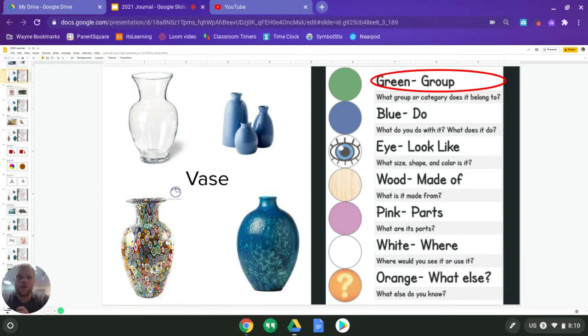So, Friday's journal is about a vase. Today's journal is for our white group. So, if you are in the white group, you are in the right spot. Let's go ahead and get started, everybody.